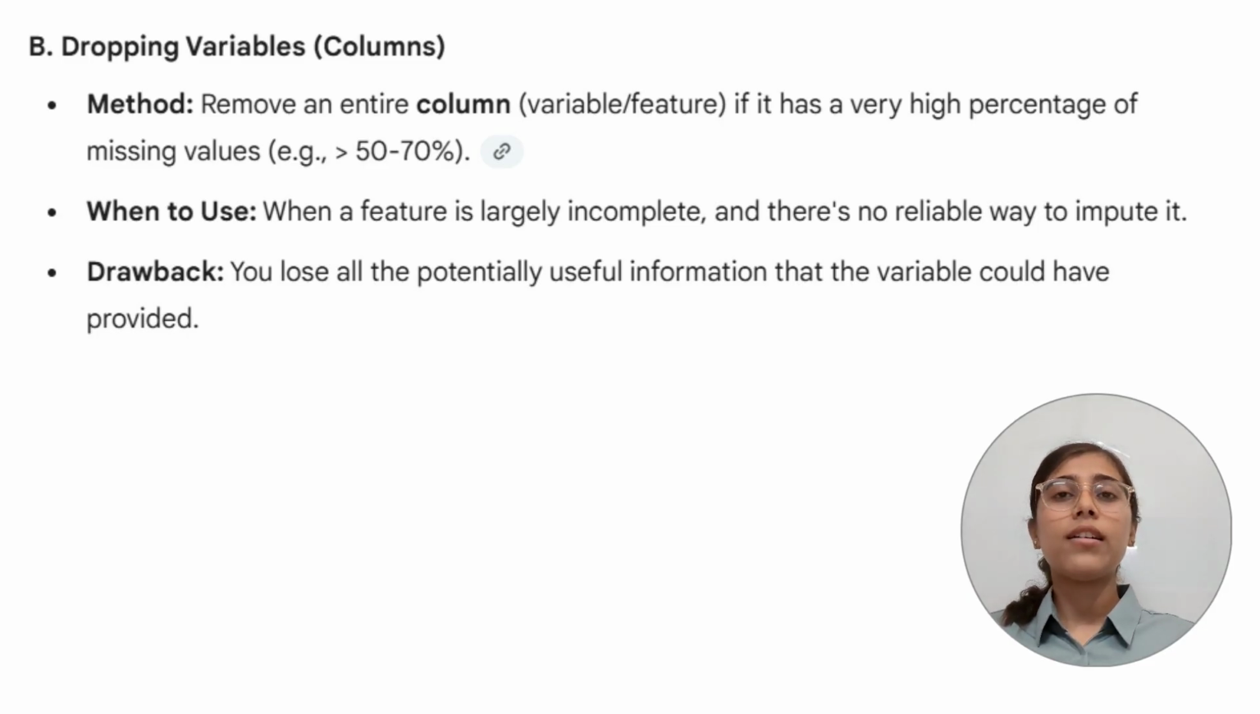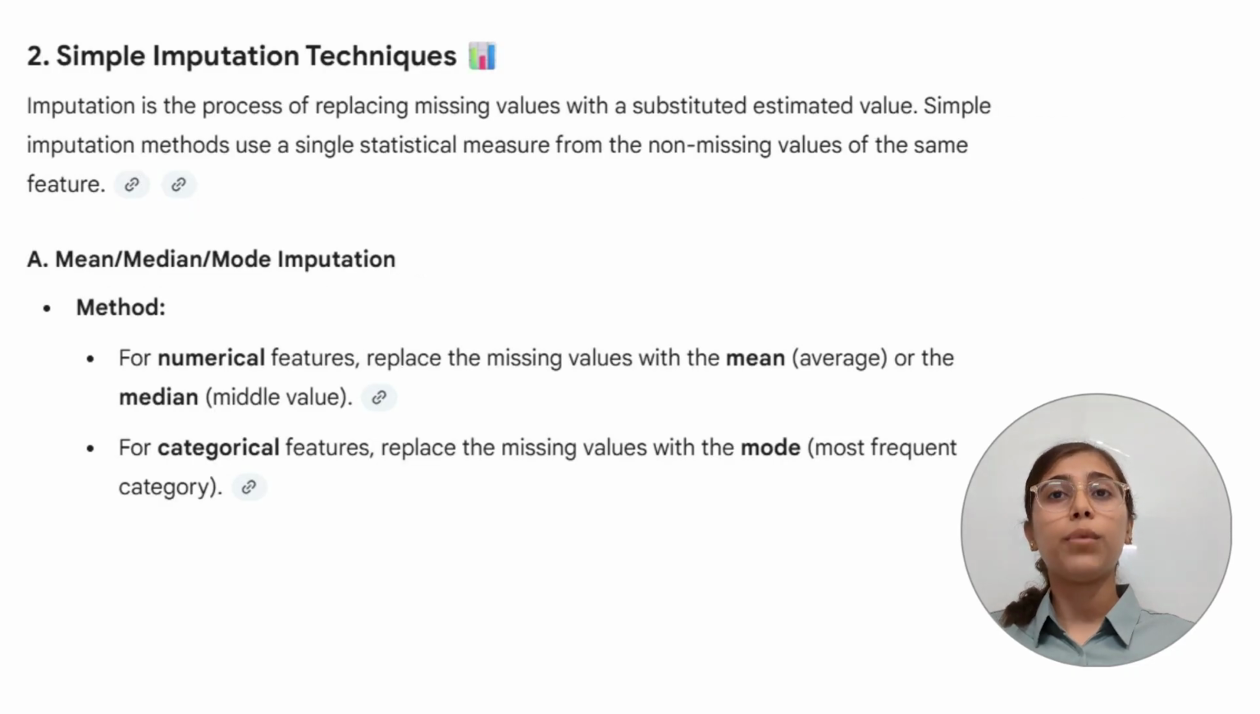Now, let's take a look at its drawback. You lose all the potential useful information that the variable could have provided. Now let's take a look at the second technique, which is simple imputation techniques. Imputation is the process of replacing missing values with a substituted estimated value. Simple imputation methods use a single statistical measure from the non-missing values of the same feature.